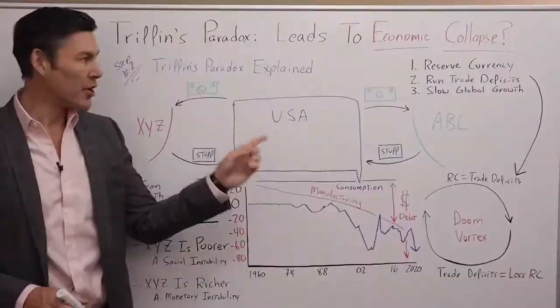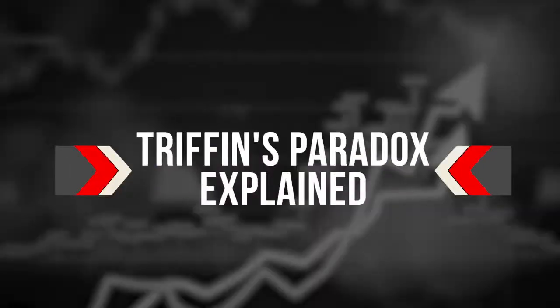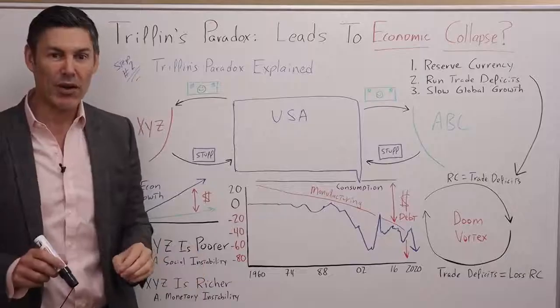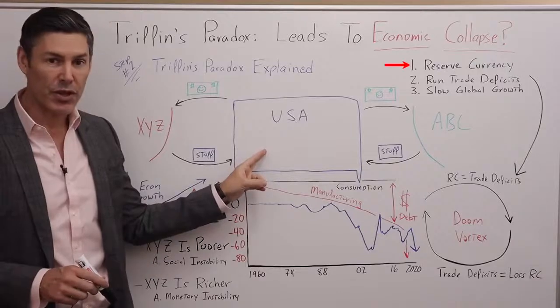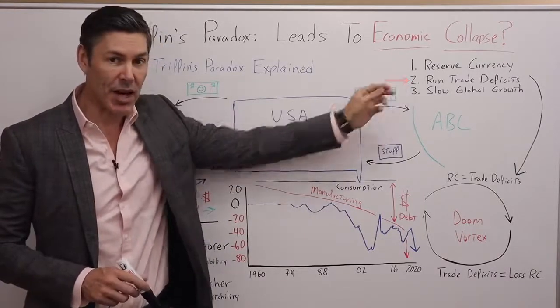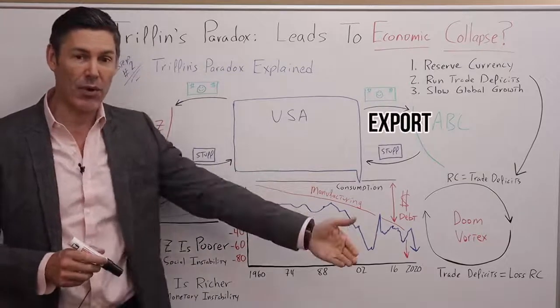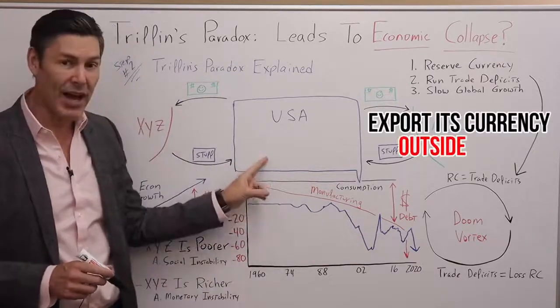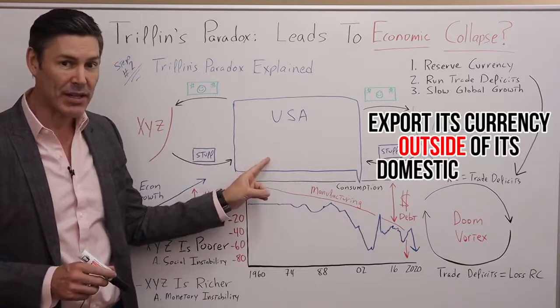Step number 2, Triffin's paradox explained. The way this works is the country with the reserve currency has to run trade deficits. In other words, it has to export its currency outside of its domestic economy.